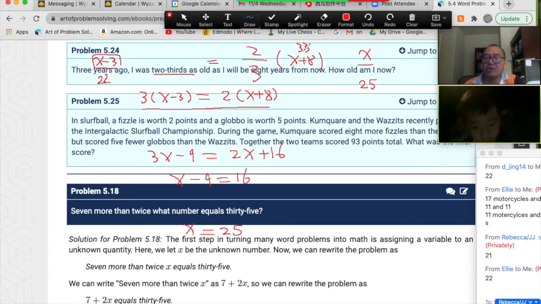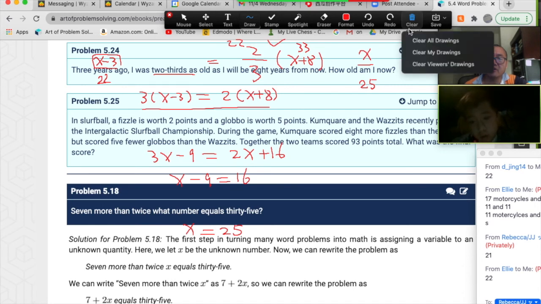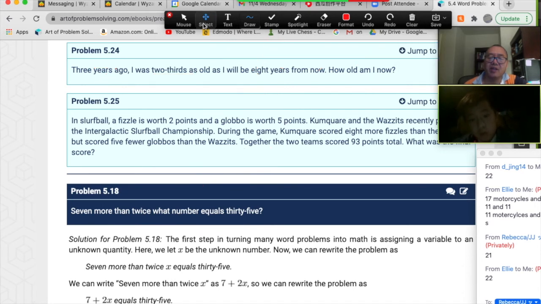Then 2/3 of 33. 33 divided by 3 is 11. 11 times 2 is 22. So you can say both sides are equal, right? So that means what we did is correct. My current age is 25.